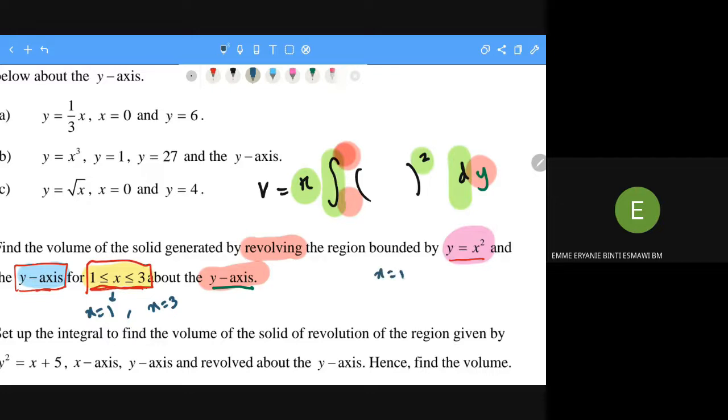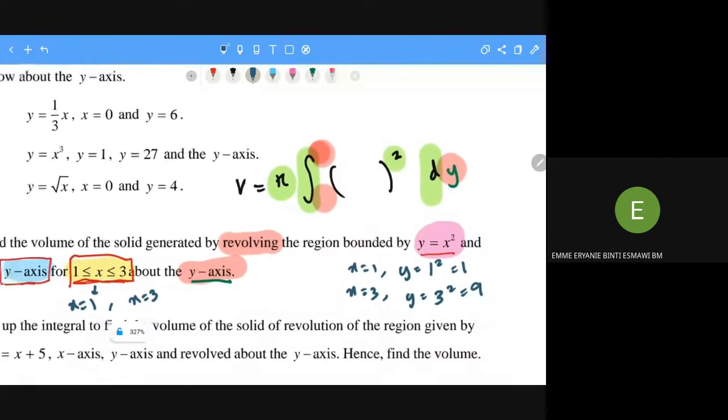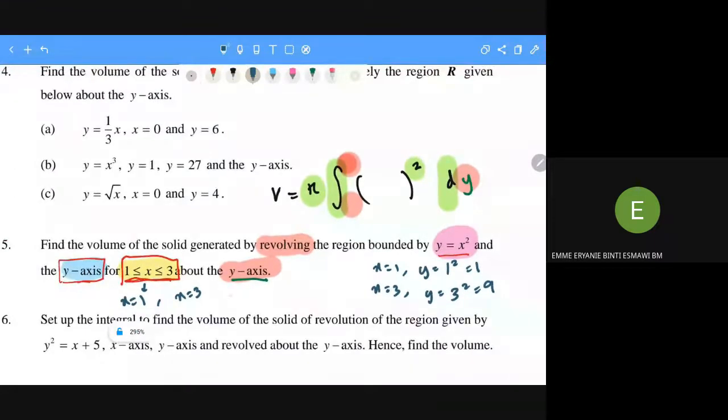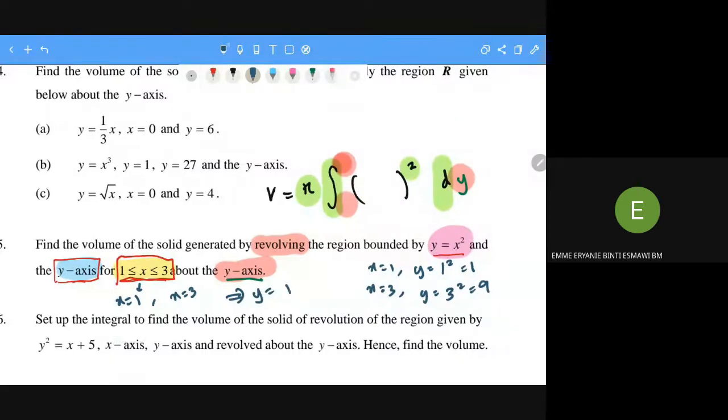So when x is 1, what is y? Y is 1 squared, 1. When x is 3, y equal to 3 squared, 9. Okay, so maksudnya dekat sini, selain pada bounded by x equal to 1 dengan x equal to 3, dia juga bounded by y equal to 1 until y sama dengan 9. Okay, so that is the value of y yang kita akan limitkan dulu.